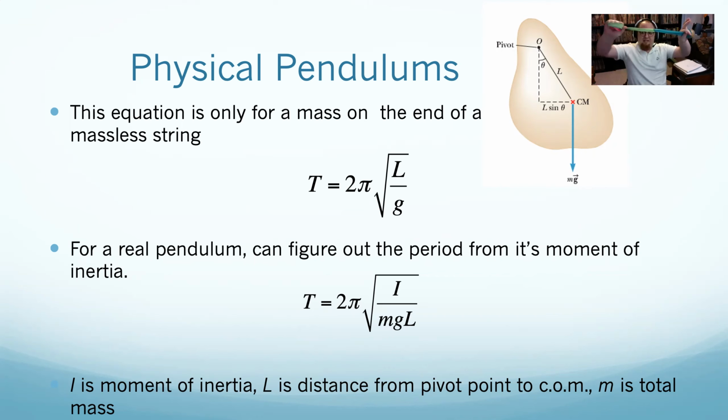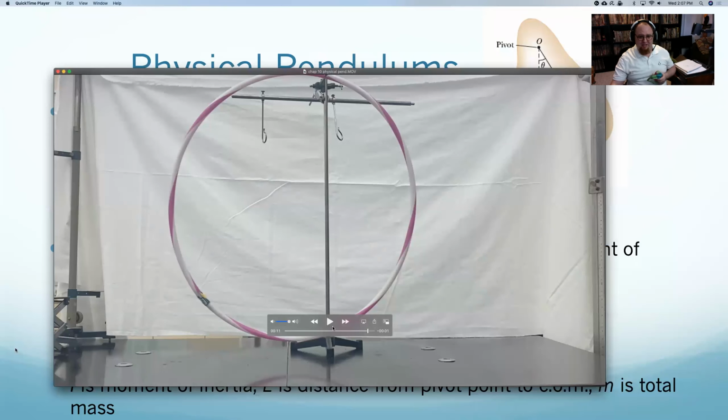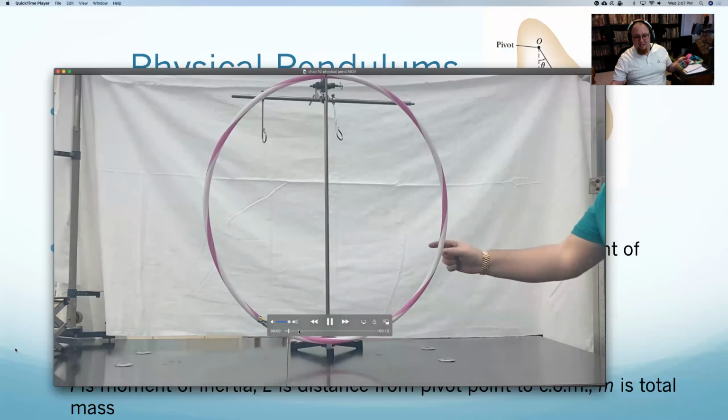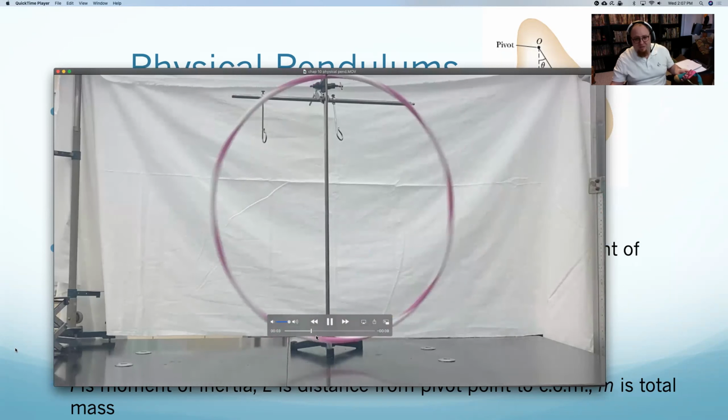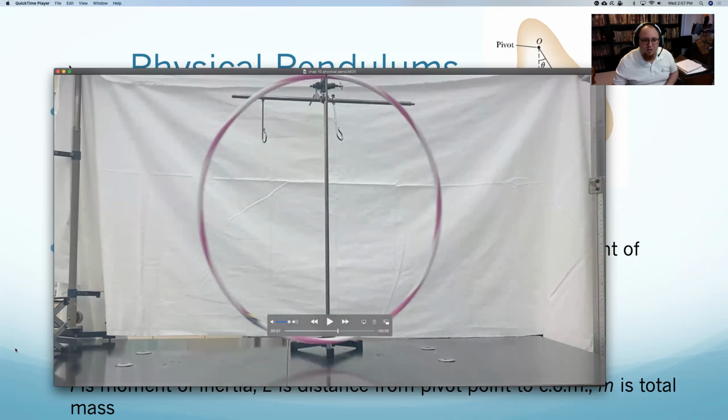It won't just be the length of a string. Once again, with the hula hoop, how can it be the length of the string? There is no string, and if I have no string, I can't use the length of the string. But I can say it's the distance from the pivot point to the center of mass, where the center of mass for my hula hoop is just the center of the hula hoop.